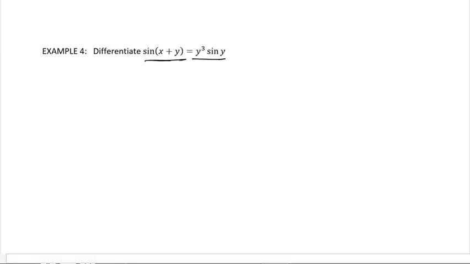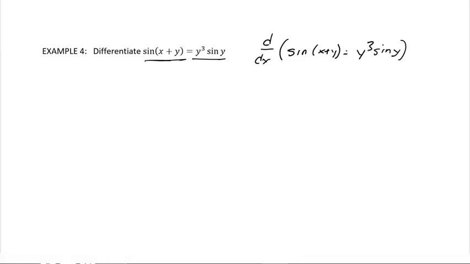So I'm going to take the derivative with respect to x of the sine of x plus y equals y cubed sine of y. Okay. So the derivative of the sine is the cosine of x plus y. That's the derivative of the outside because it is a chain rule. And the derivative of the inside, the derivative of x is 1, and the derivative of y is also 1, but tack on y prime. So it's 1 plus y prime equals.